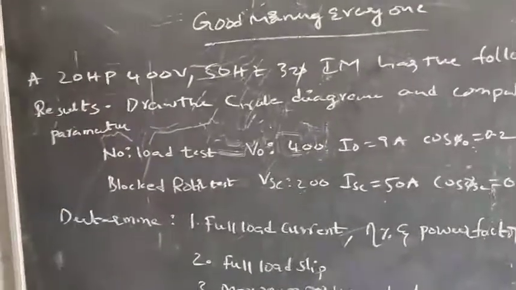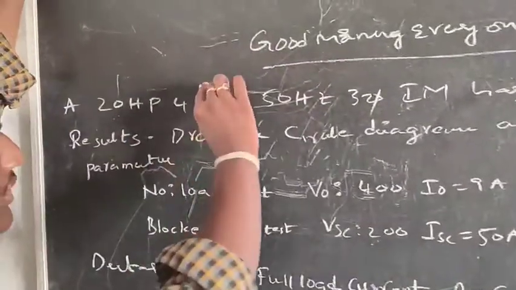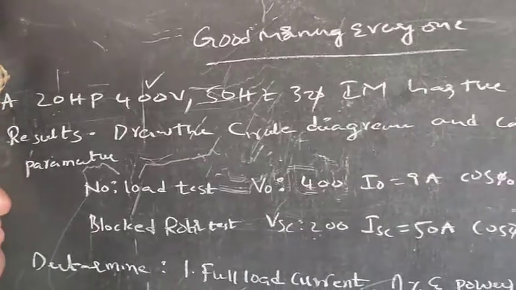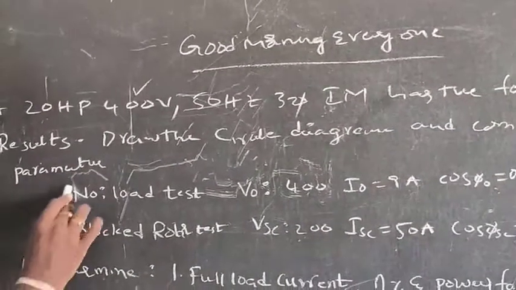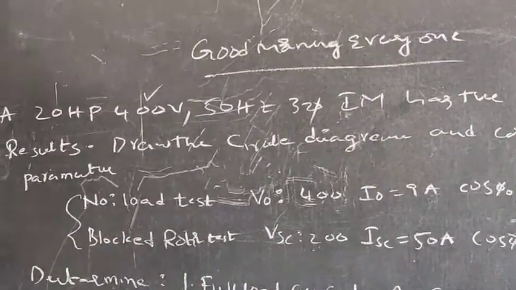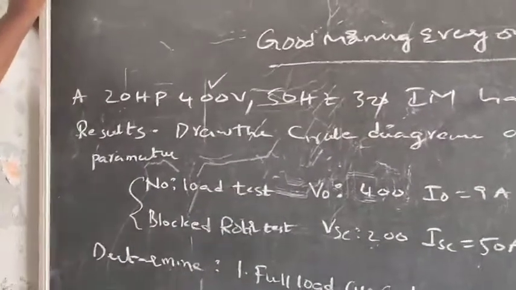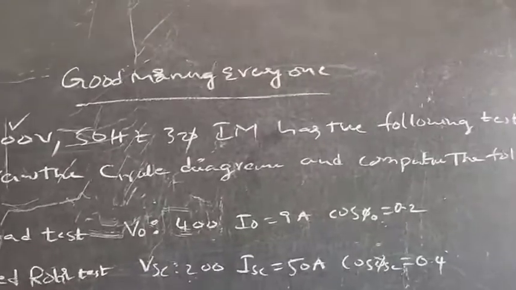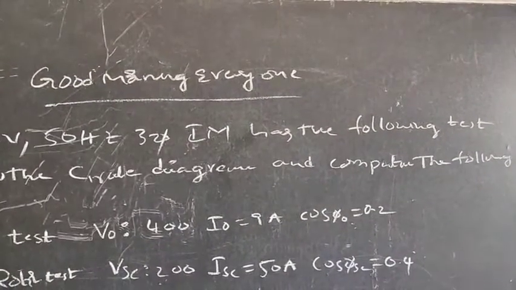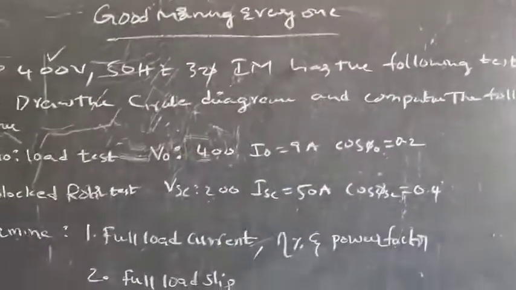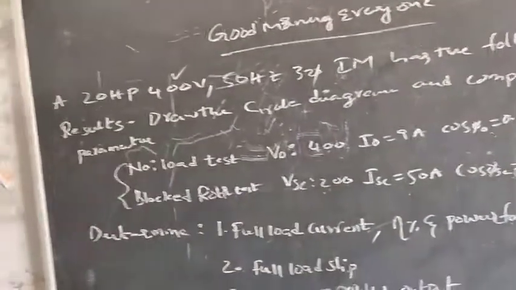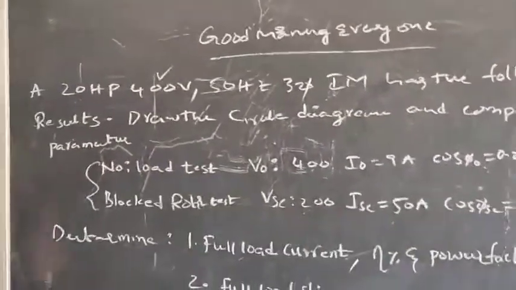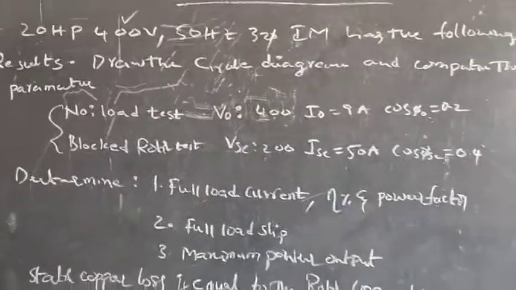The rating of the motor is 20 HP, 440 volts, 50 Hz, 3-phase induction motor. The following tests are given: the no load test and the blocked rotor test. Then determine the full load current, efficiency, power factor, full load slip, and maximum power output by drawing the circle diagram. So all of you note these results.